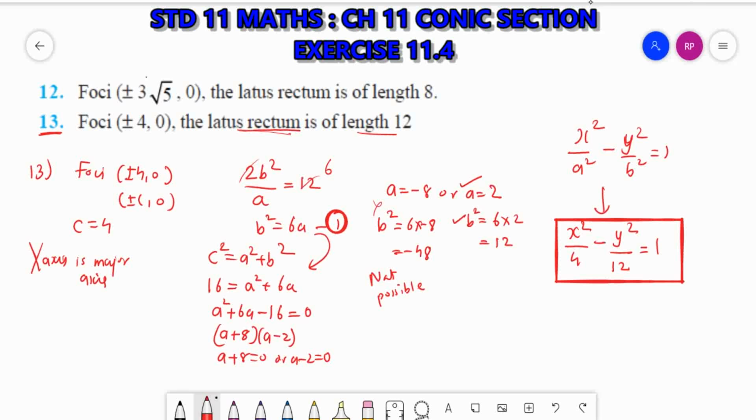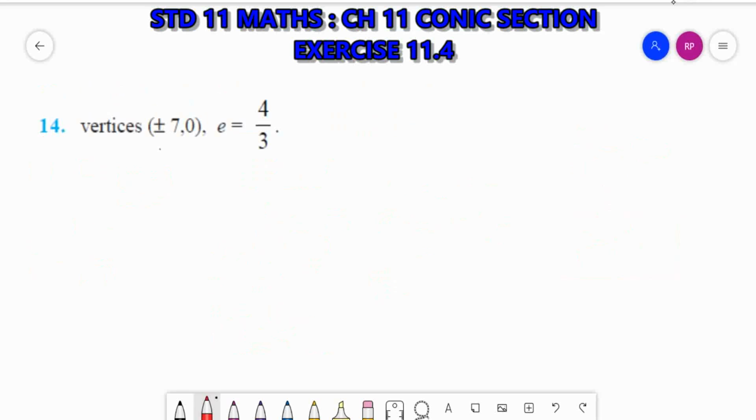Now let's move to the next question. Question number 14, again you have to find out the equation of hyperbola where the vertex is plus minus 7, 0. So comparing it with plus minus a, 0, I will get a equal to 7. This is the major axis. Here the x-axis will be the major axis. The equation will be x square by a square plus minus y square by b square equal to 1.